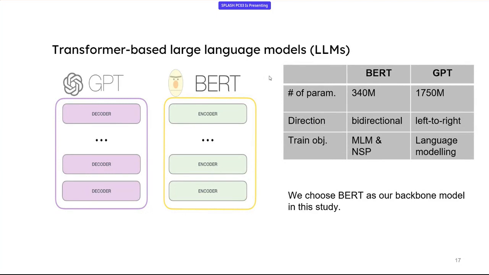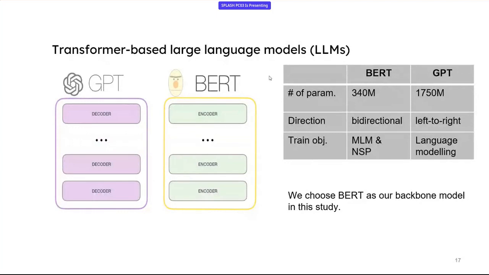So BERT actually uses an encoder, which allows it to see a bidirectional representation of the underlying sequence, while the GPT model can only see one direction. That's, I would say, the most significant difference between them. And the GPT model is usually much larger than BERT, which makes the training very costly and inefficient. So in our study, we use the BERT model to do all the prediction.